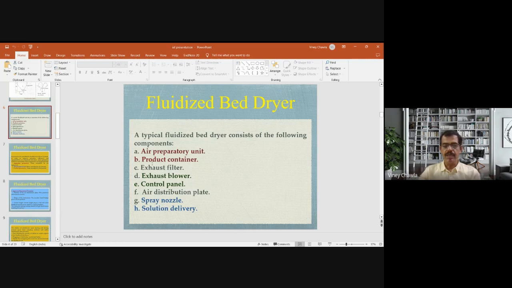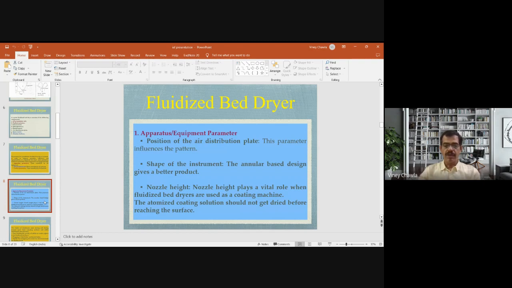Then B is product container, which will hold the dried product. C is the exhaust filter. I will explain each and every part in the next few slides. Next is exhaust blower. Then there is a control panel. After this, there is an air distribution plate, spray nozzle, and finally solution delivery. So, first of all, if I talk about apparatus, there are certain parameters which affect the working of the fluidized bed dryer.